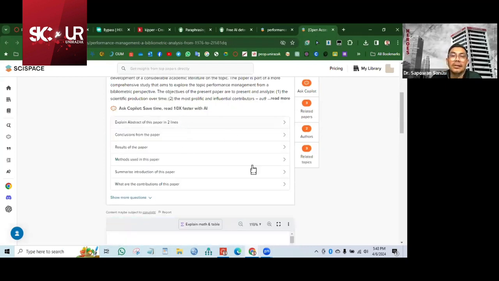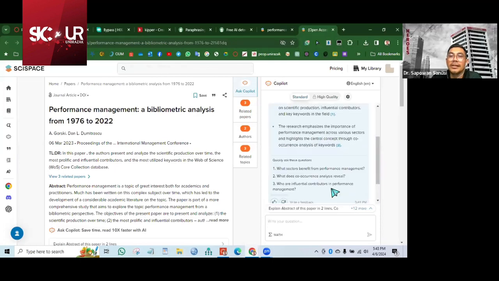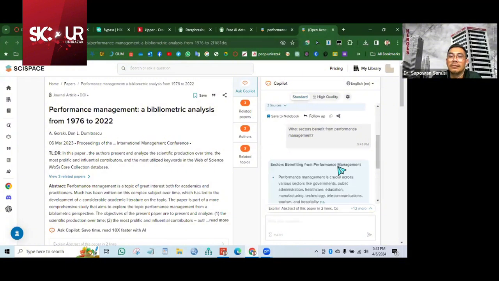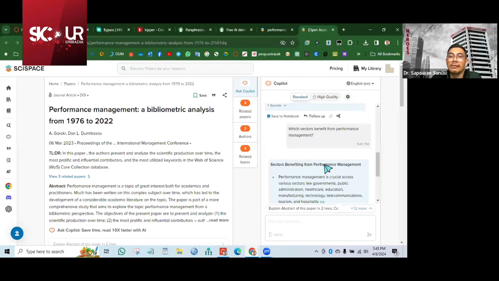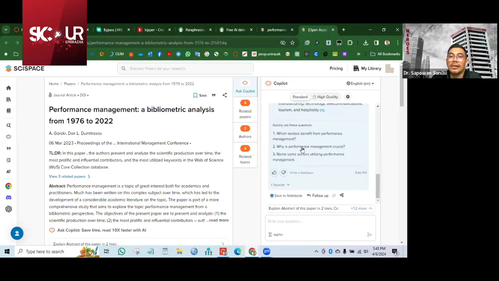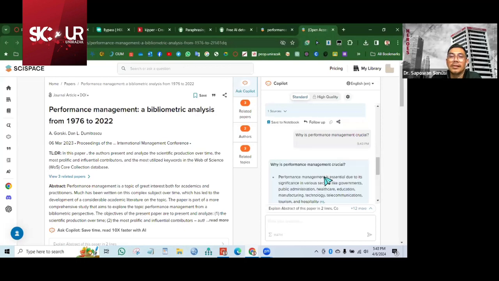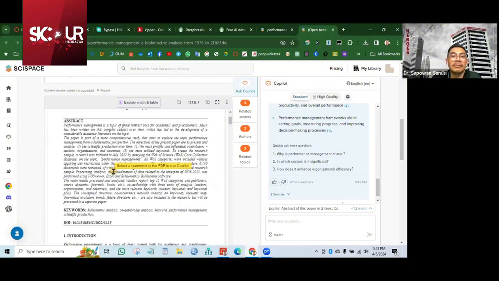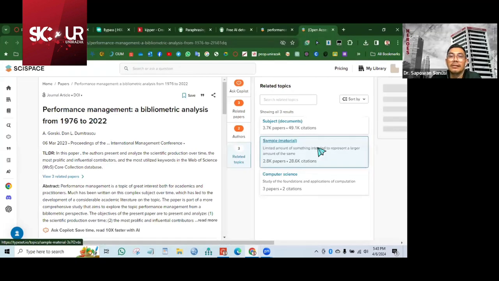Then you can ask the co-pilot to generate some of the questions. What is the sector? What score of benefit? Performance management crucial. Based on this, you boleh tanya dia macam-macam. Untuk related topic pun, dia akan bagi tahu based on this sample of material.